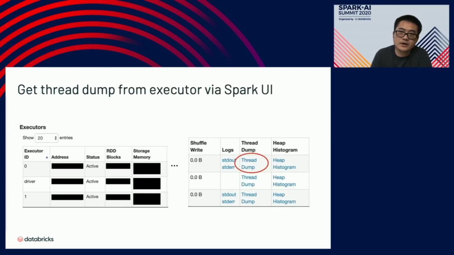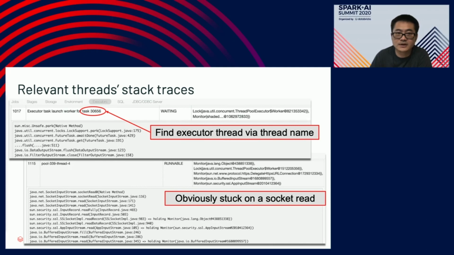So now that we know that only a couple of tasks were still running, we can focus on one of them and find its executor. And from the executors list, click on the thread dump button, which will lead us to the list of threads and also their stack traces.